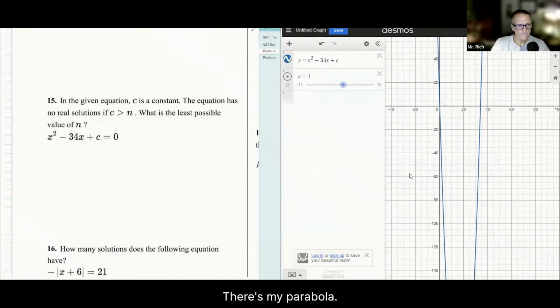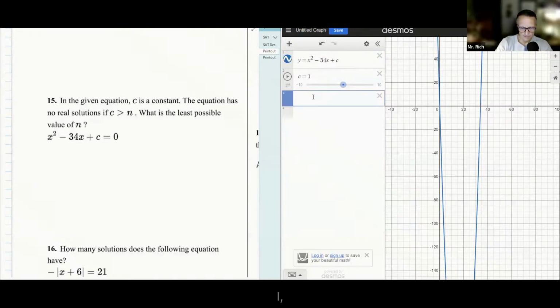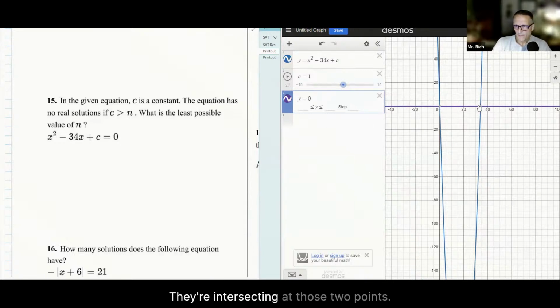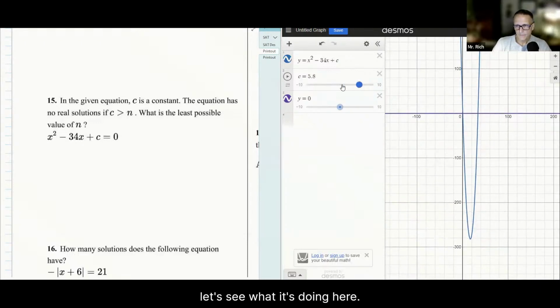There's my parabola. There are 2 real solutions right now with c equal to 1, because I can see that it's crossing. I'm graphing y equals 0, the right-hand side, and the left-hand side, and they're intersecting at those 2 points. So I have to adjust my c right here. Let's see what it's doing. Yeah, so I need to go way higher.